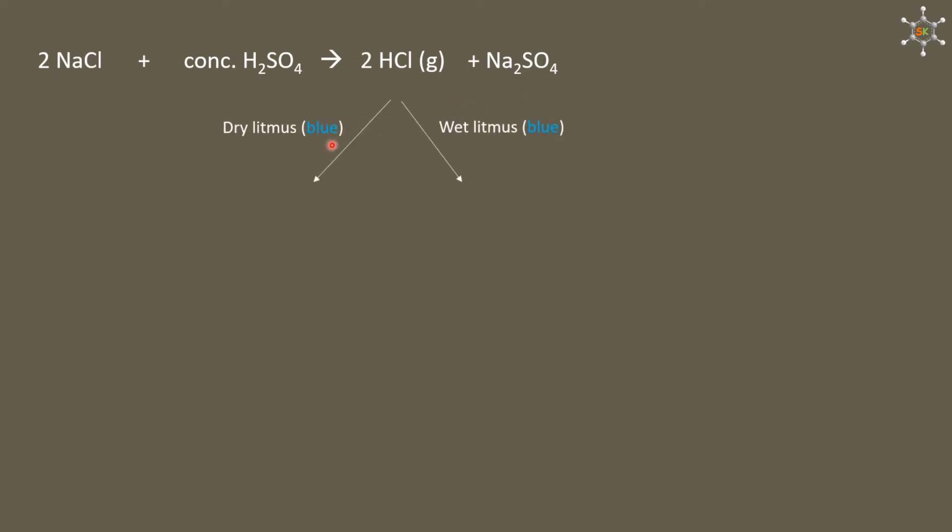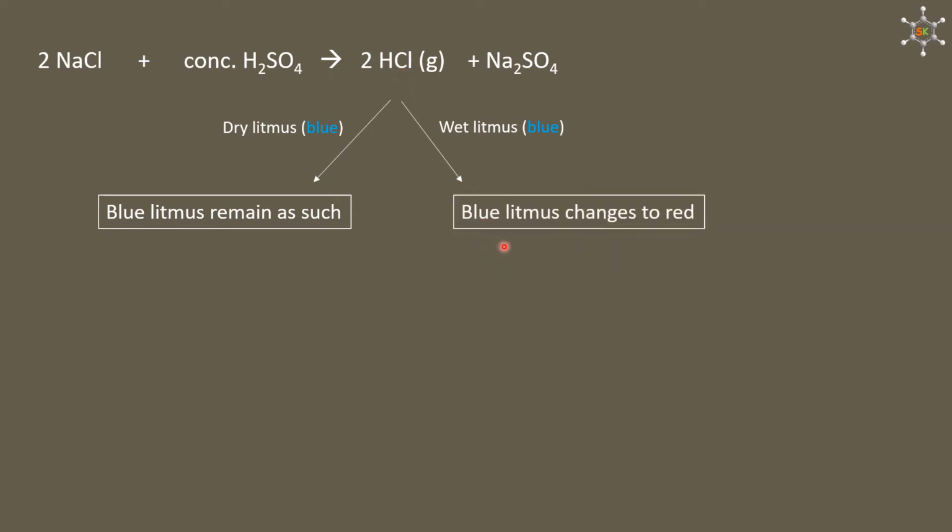When dry litmus paper is put on HCl gas, the color of the litmus paper remains as such. When wet litmus paper is put on HCl gas, the blue color of the litmus paper changes to red. What it means is HCl can act as an acid only in the presence of water.